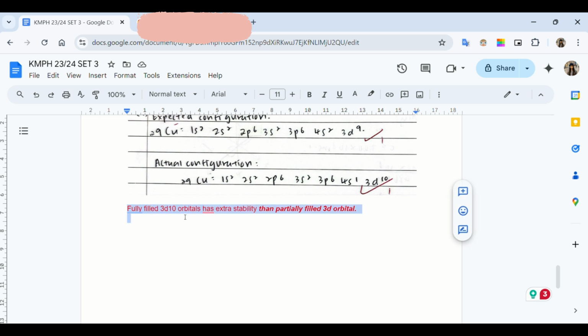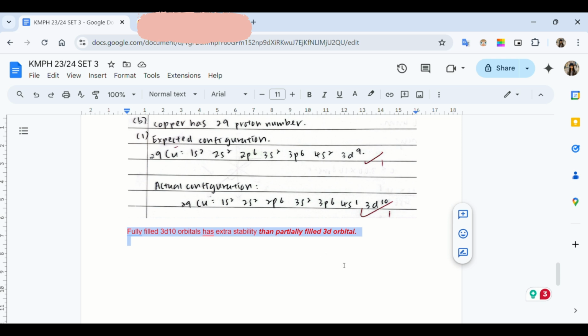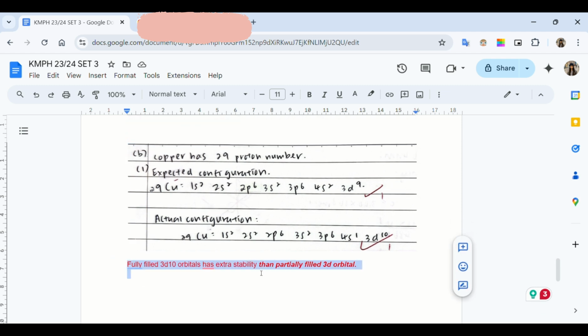Fully filled 3d10 orbitals have extra stability than partially filled 3d orbitals. And please remember that for questions where you have to do a comparison, please remember to write the word "then" and the elaboration. Please do not just write this part because you will not be able to get full marks for this kind of question.